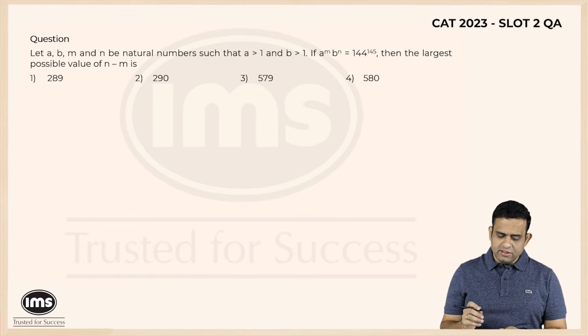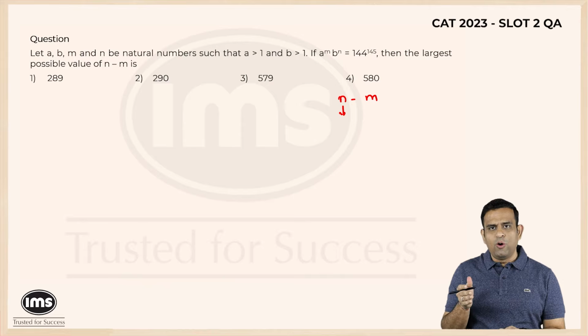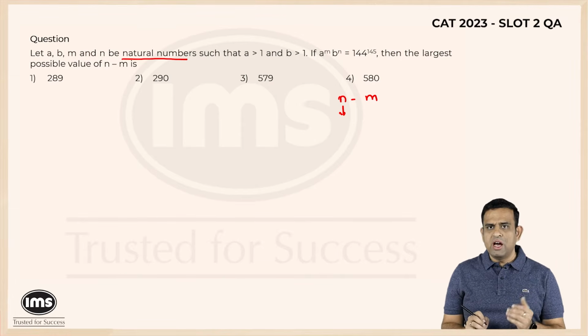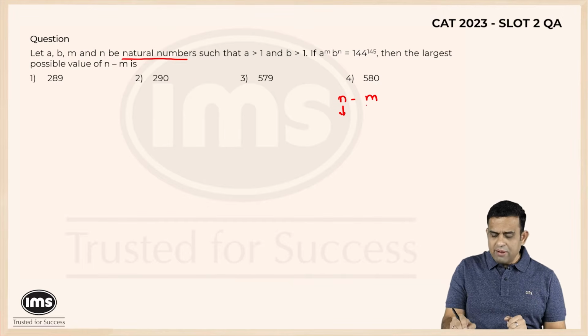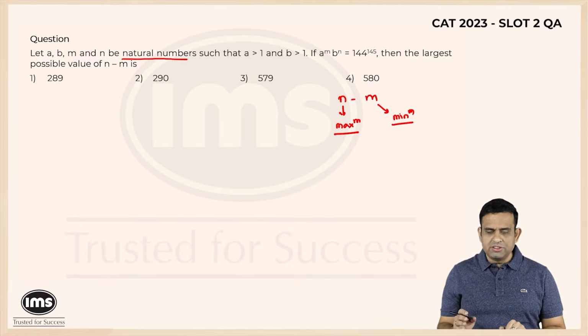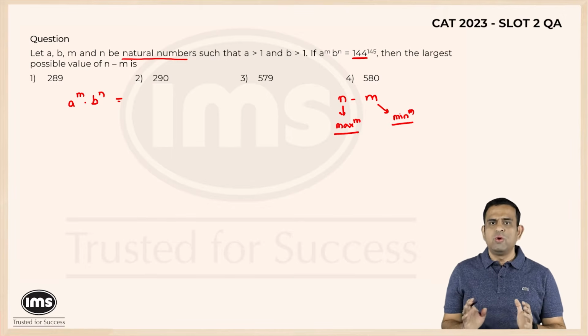So understand one thing, the target is to maximize the value of N minus M, which means this is possible. And please note all these variables A, B, M, N are nothing but natural numbers, where A and B are both more than 1. So if I want N minus M to be largest, then N needs to be maximum, and M should be minimum over here. So first thing which I want to do is, since I have A power M into B power N, how to write the number 144.